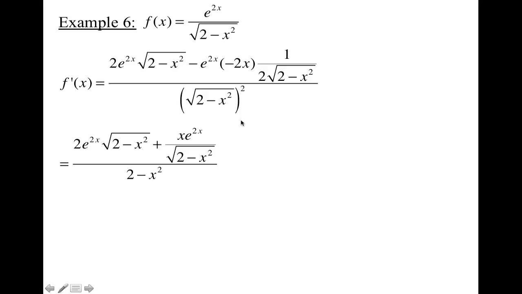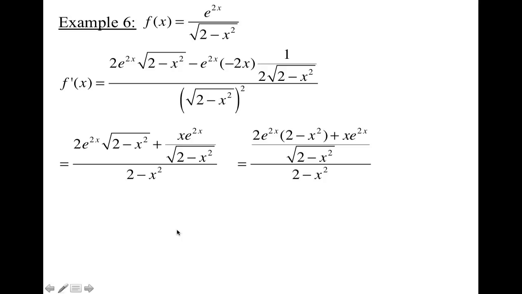Now to simplify, I can cancel out these 2's. The negatives become a positive. And I am left on this side of the numerator with x e to the 2x all over the square root of 2 minus x squared. On the denominator, the square and the square root cancel. Now to continue simplifying, I'm going to want to find a common denominator on the top. So this term needs the square root of 2 minus x squared. So I multiplied that to this side, which cancels out the square root. And next I can go ahead and bring down that denominator to join the 2 minus x squared to get the following.